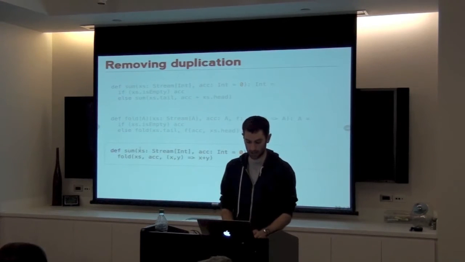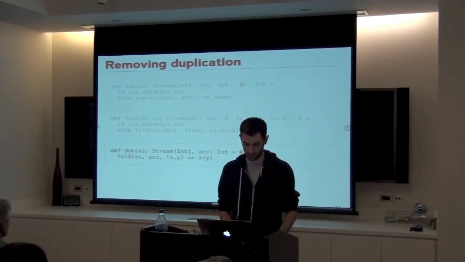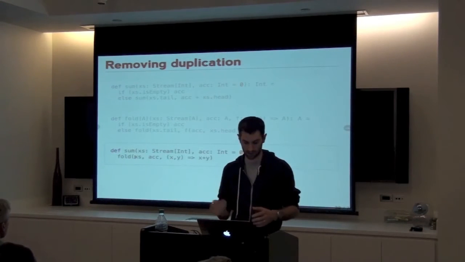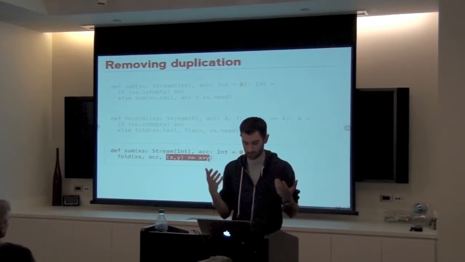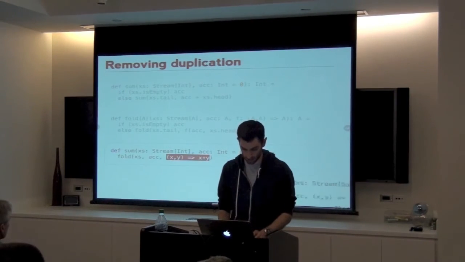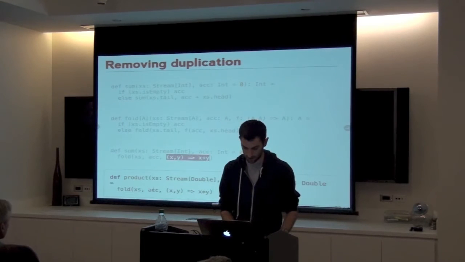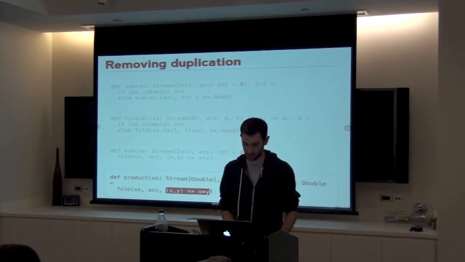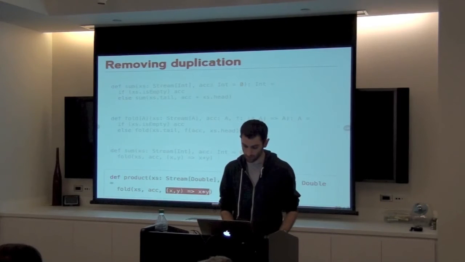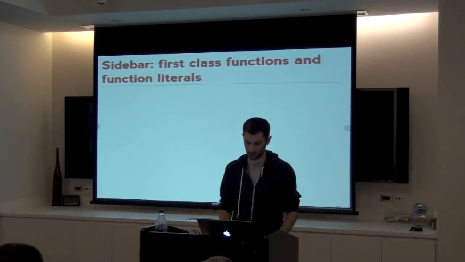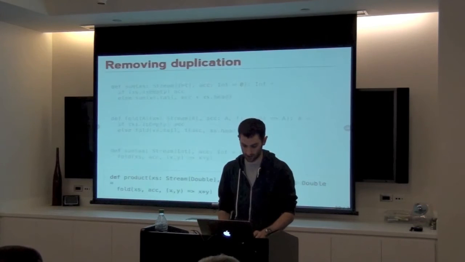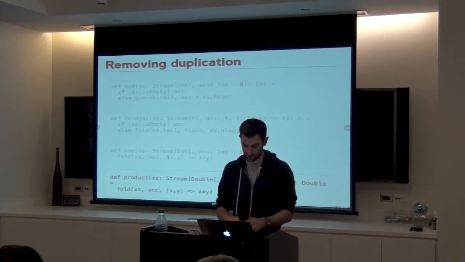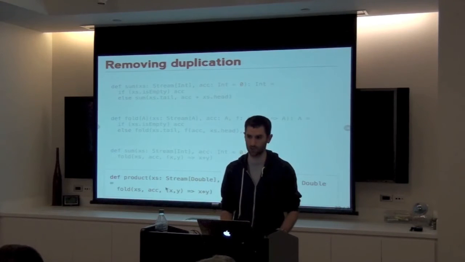Using this, we can now define sum in terms of fold. We say fold, xs, ACC, and we pass it the plus function. And then we can do the same thing for product, except we pass it the multiplication function. Okay, as a sidebar, what we did at the bottom here is called a function literal, or an anonymous function, or sometimes a lambda function.